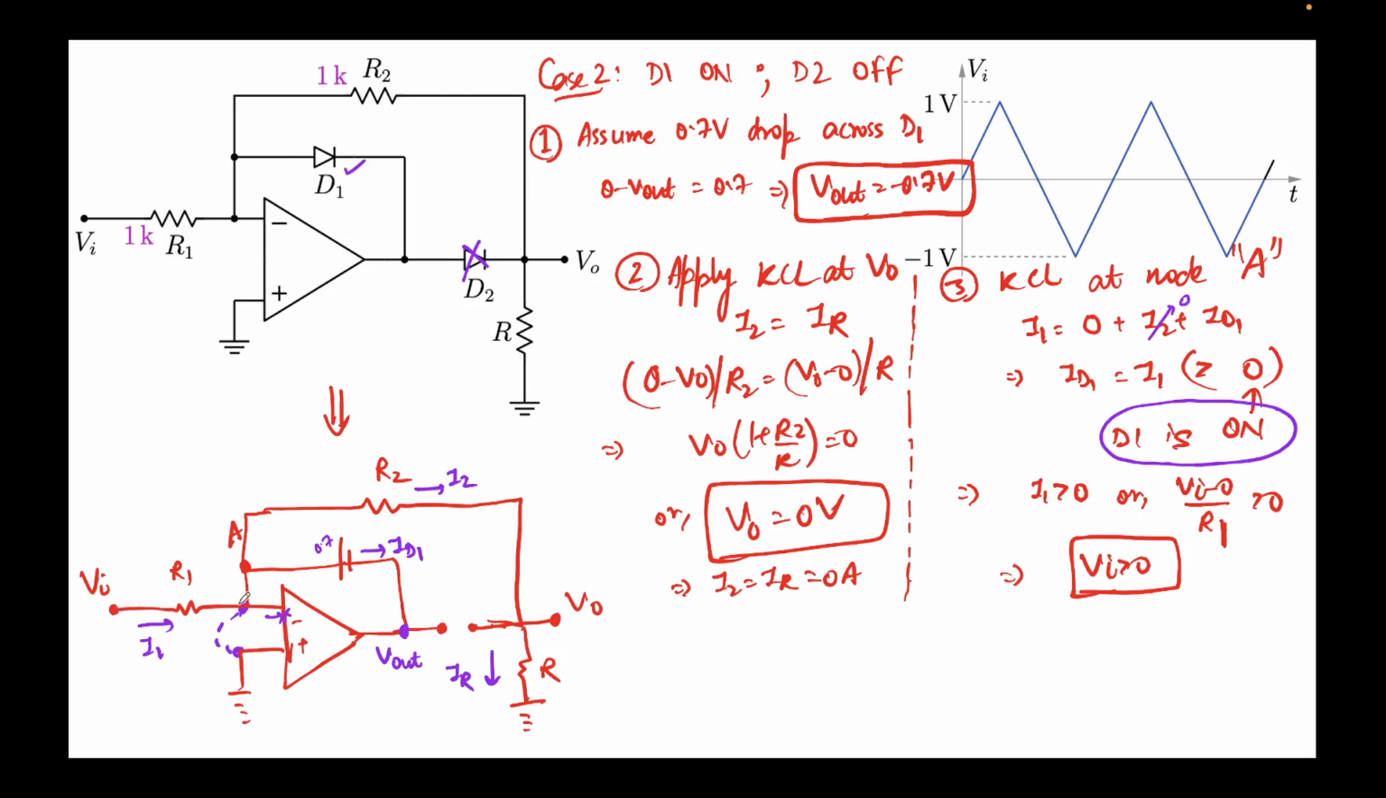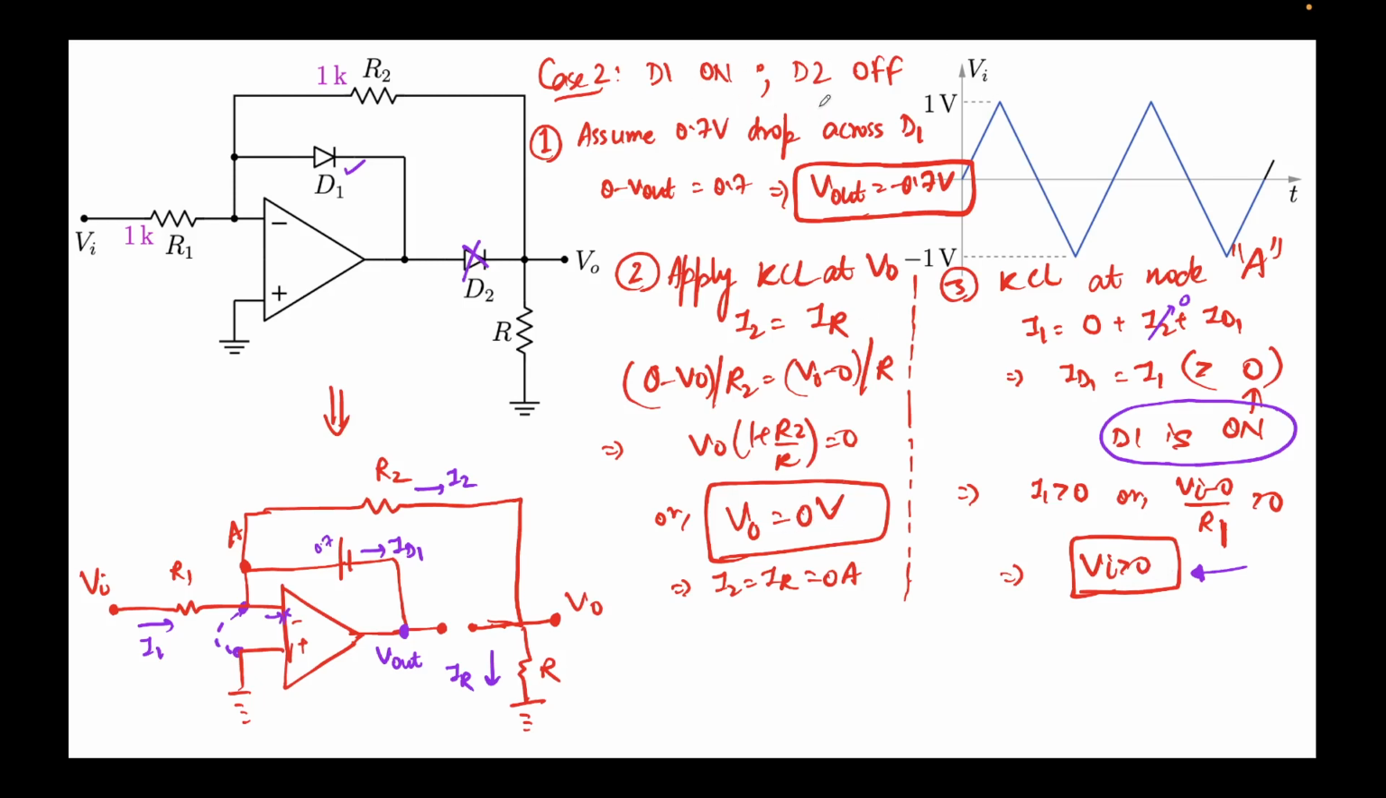I1 is simply V0 minus 0 over R1. So V0 minus 0 over R1 should be positive. R1 is a positive quantity. This gives me the condition that Vi should be positive. Okay, so we have obtained that Vi should be positive. V0 is 0 in this specific case.